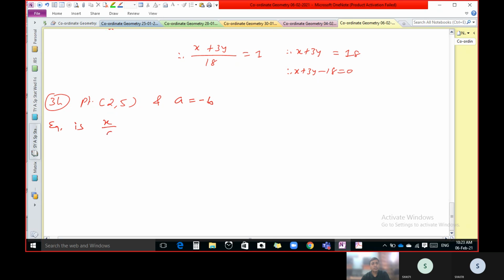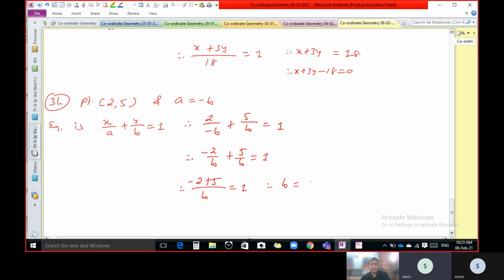Equation is x upon a plus y upon b equal to 1. Substitute all values. What is x? 2. 2 upon a, a is minus b. y equal to 5 upon b. You can write this: 2 upon minus b is minus 2 upon b, plus 5 upon b equal to 1. Take b LCM. We get minus 2 plus 5. Take b on another side. What is b? 3.